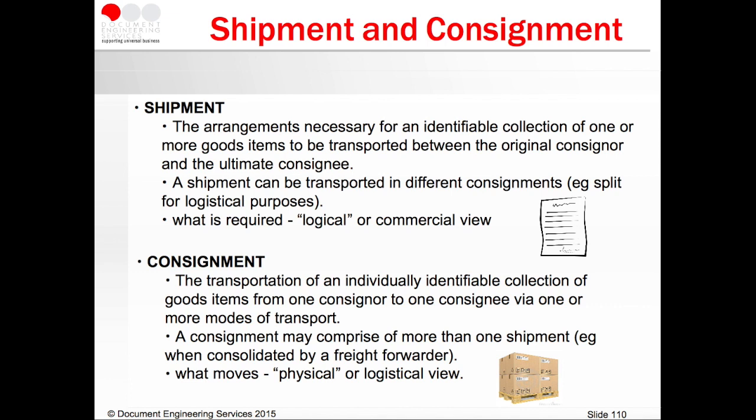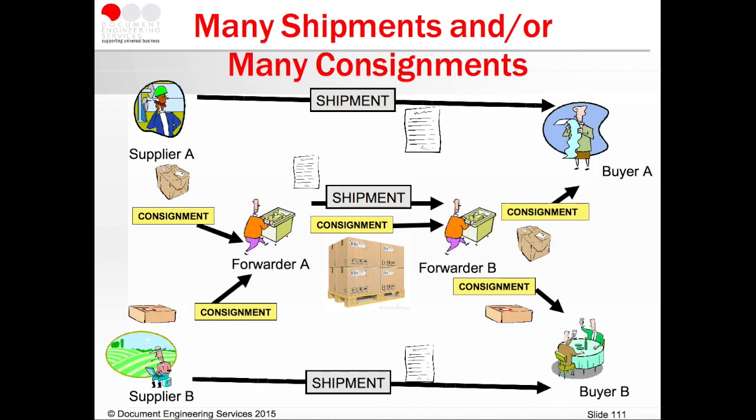What this means is the relationship between shipment and consignment is a true many-to-many relationship. A shipment can cover many consignments, a consignment can cover many shipments. And that model is really an explanation of why intermediaries, or the function of intermediaries such as freight forwarders, operate.